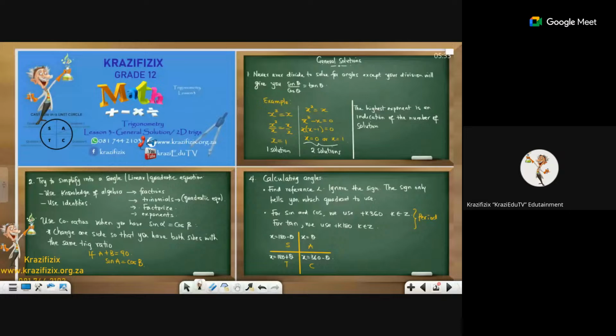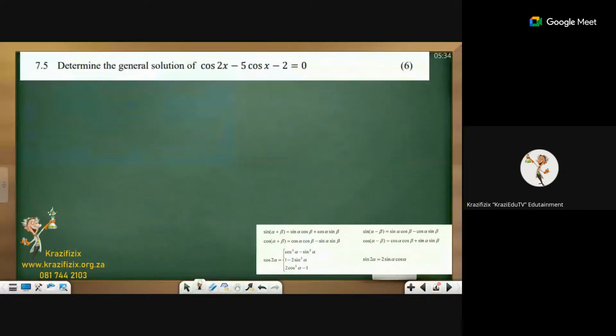Calculating angles: for sine and cos theta, we use k360 because that's the period. And for tan, 180. I would emphasize this on a fresh page as we go on. Quickly, I have about 2 or 3 general solutions to solve this morning, and while solving these, please listen to the notes I will be giving on the side.